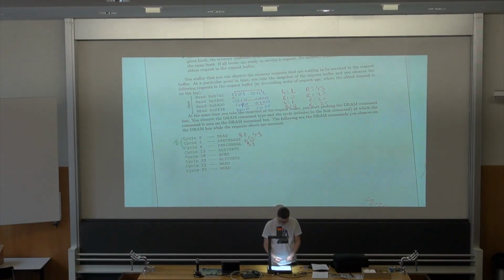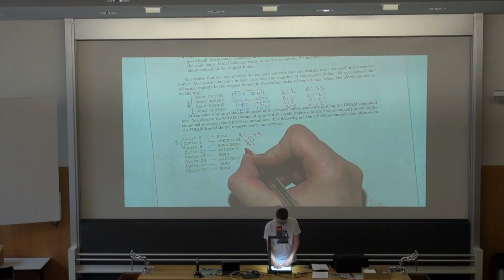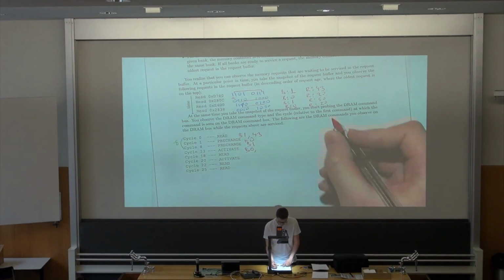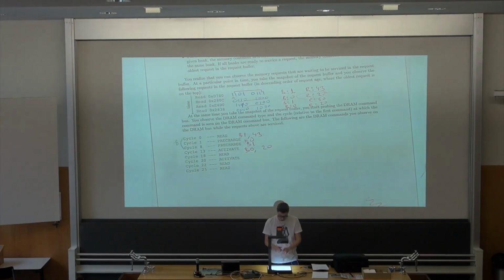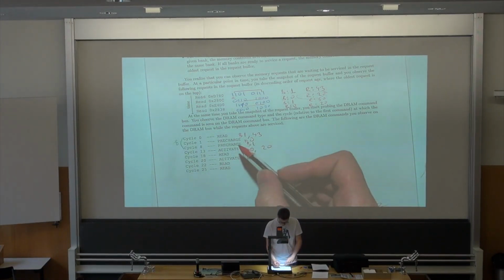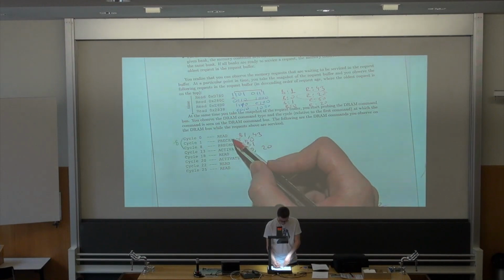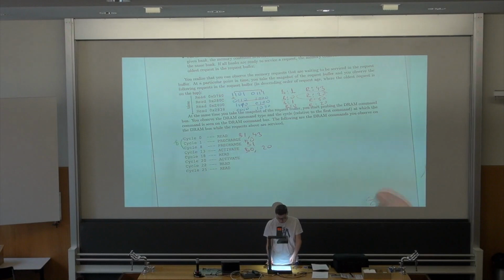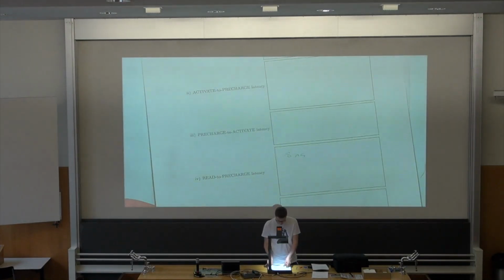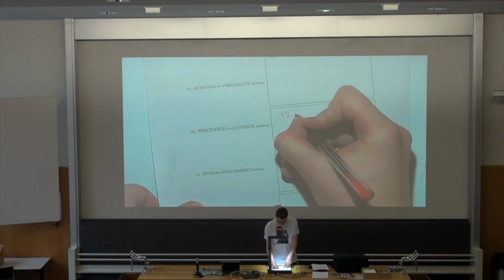Okay, so this activate is bank 0, and we are activating for this row over here, right? So we are activating bank 0, row 20. This is also telling us what is the distance between pre-charge and activate, right? So it is 12 cycles here. So the pre-charge to activate latency is 12 nanoseconds.